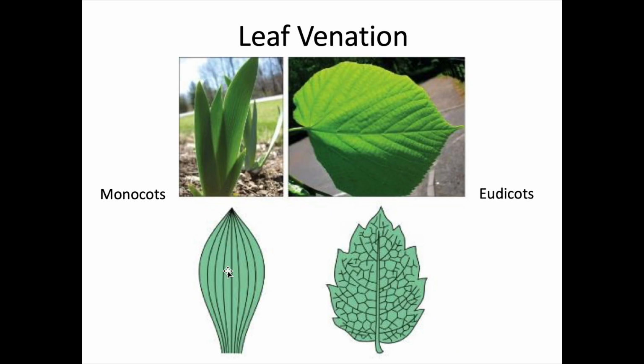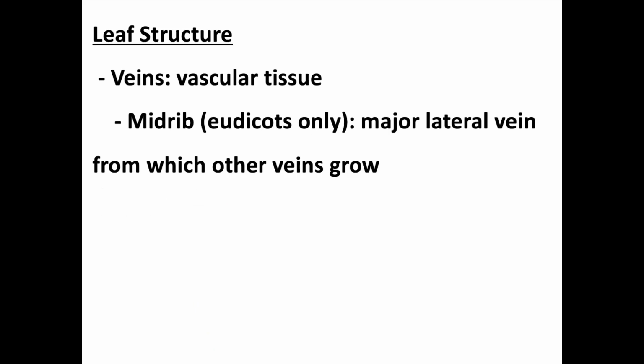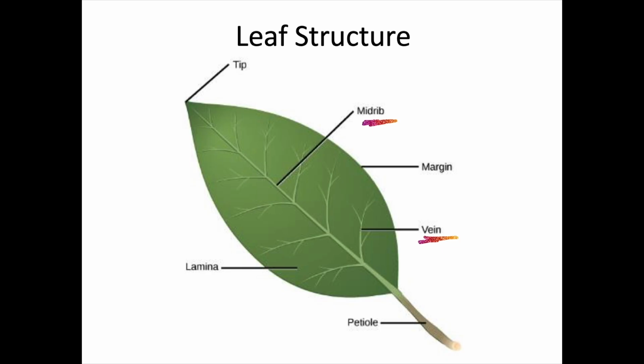And yeah, just a reminder, monocots and eudicots look different. The midrib, as I said, is eudicot only. It's this major lateral vein from which other veins grow out. Now, all leaves have these basic structures, but not all leaves look the same.